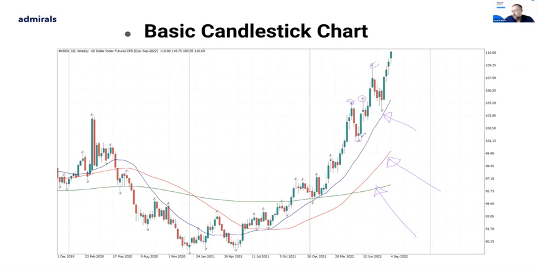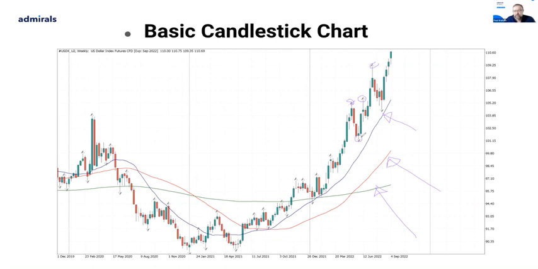There's no MACD, there's no RSI, there's no CCI. I'm not saying that you can't utilize them. There are some very good videos on the Admirals YouTube channel that you can focus on and look at. But what we want to focus on here is price action. That is what we're looking to do: focus on price action to be able to make our trading decisions.